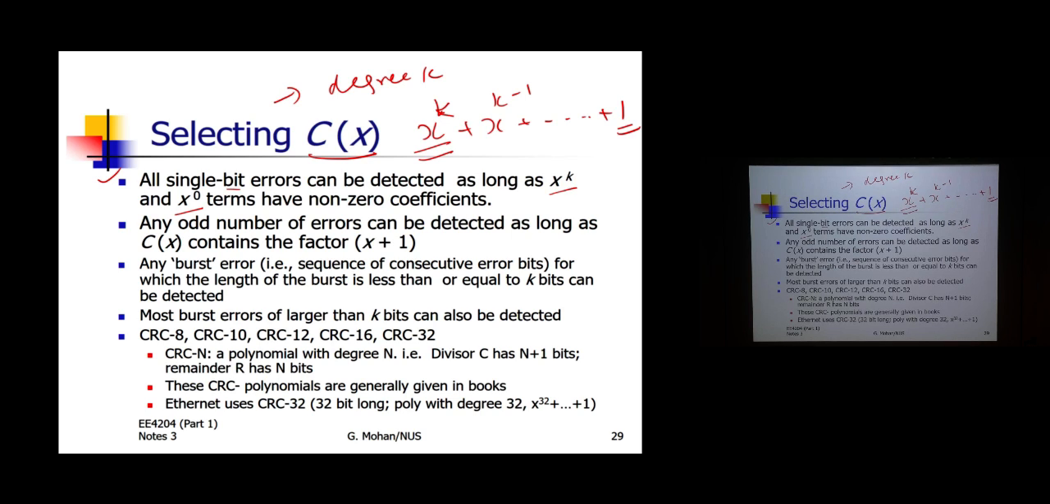Similarly, any odd number of errors can be detected. What do we mean by an odd number of errors? Let's say 1 bit is damaged, or 3 bits, 5 bits, 7 bits, even 101 bits. If any odd number of bits are damaged, that can be detected if the c of x which we choose contains the factor x plus 1. That is, c of x divided by x plus 1 should give remainder 0.